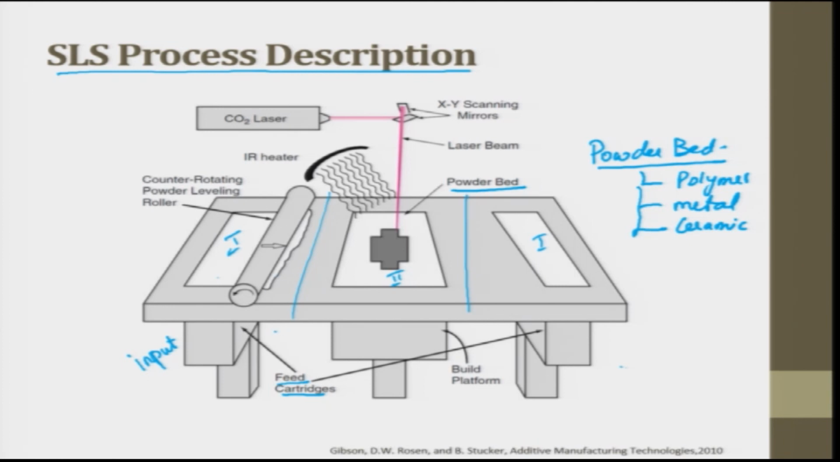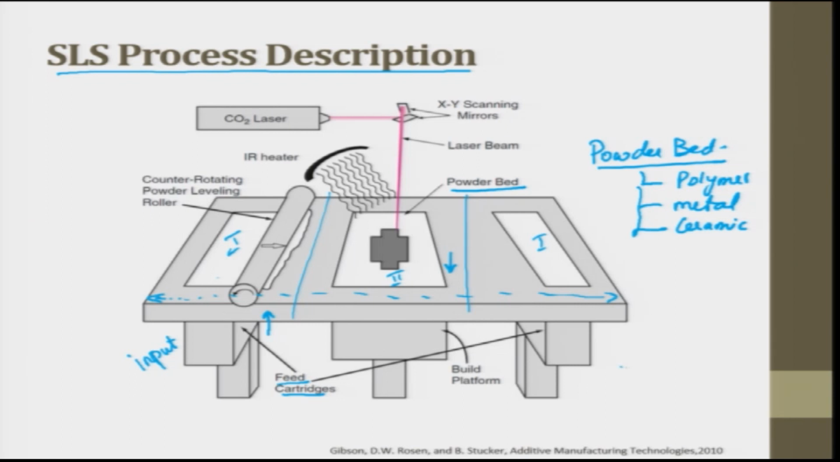So, how can this happen? Every time the table has to sink by a layer, and correspondingly the cartridge has to rise by one layer. Once it rises by one layer, this roller starts moving from here and travels to the other extreme end. When it travels, the excess powder, made available by lifting the feeder by one layer, is pulled and spread over the bed. Anything which is extra, the roller takes to the other feed cartridge.